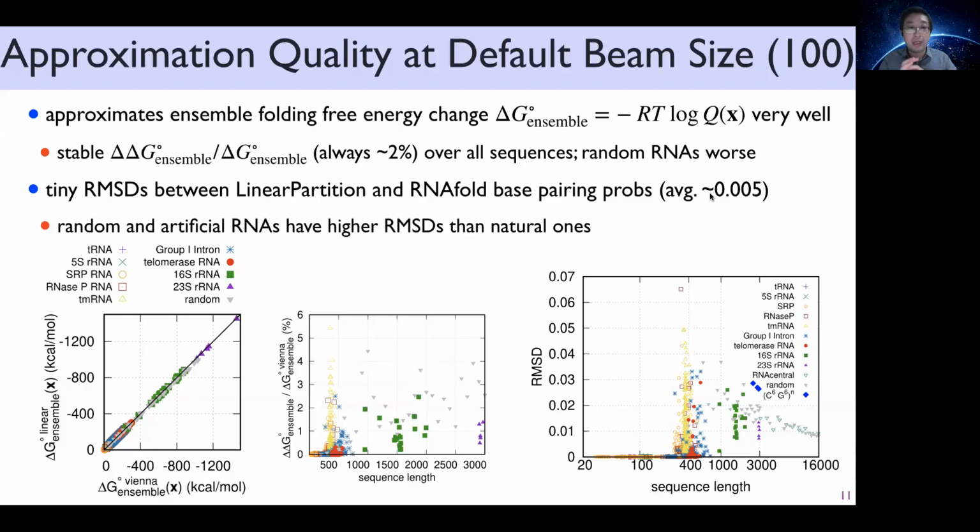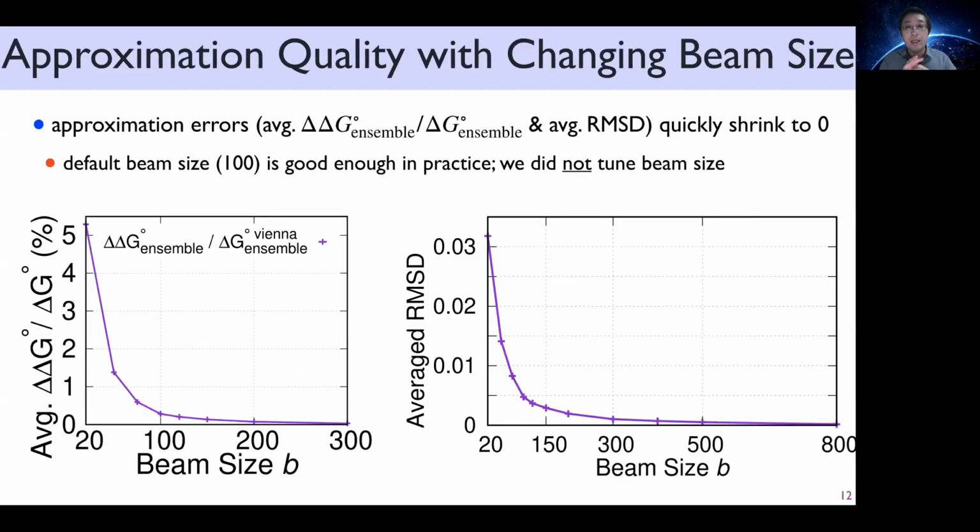But we notice that random and artificial RNAs have higher RMSDs and have higher errors, but that's also reasonable because they have higher entropy in the distribution, and maybe nature, actually, evolution prefers lower entropy. With larger beam sizes, the approximation errors quickly shrink down to 0, and we did not tune the beam size, we just take a whole number of 100, which is good enough in practice.